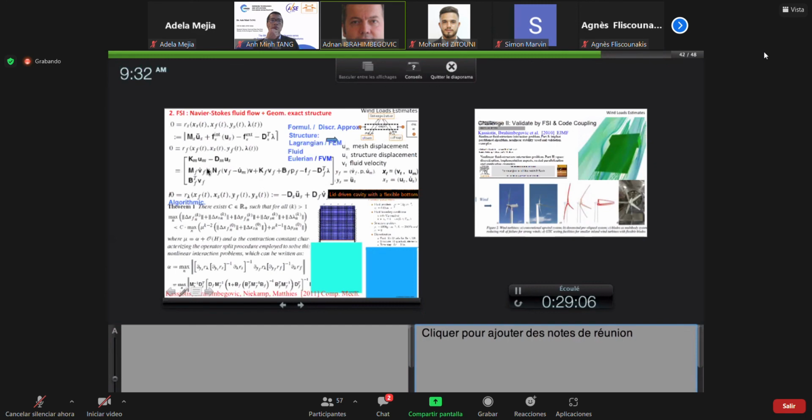And this is your Navier-Stokes equation, where you can see the motion of the mesh given here. So you have all these unknowns, which are the displacement of the solid, the velocity of the solid, the velocity of the fluid, and the motion of the mesh. And then you have to actually impose the connection between solid and fluid.